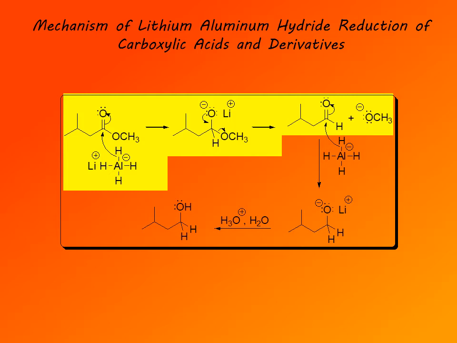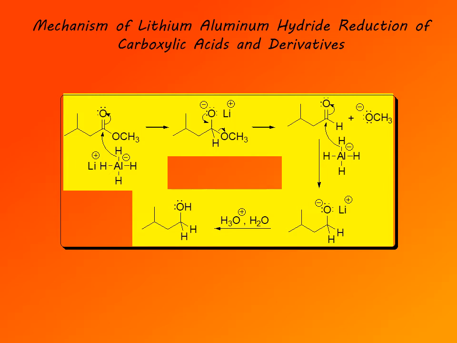Of course, aldehydes are highly reactive, even more reactive than esters, and so a second reduction step readily occurs. In the second step, a hydride anion adds to the carbonyl carbon of the aldehyde to give the intermediate lithium alkoxide. This is where the reduction stops, and then upon acidic workup, the corresponding alcohol is isolated.